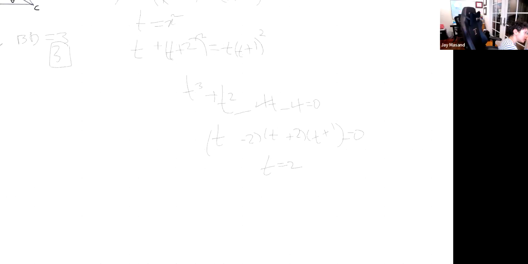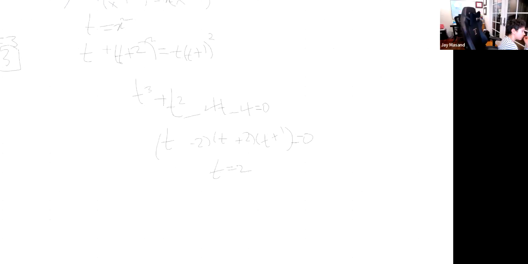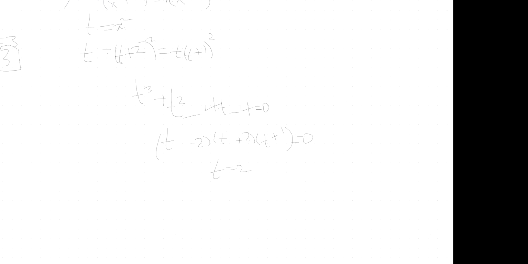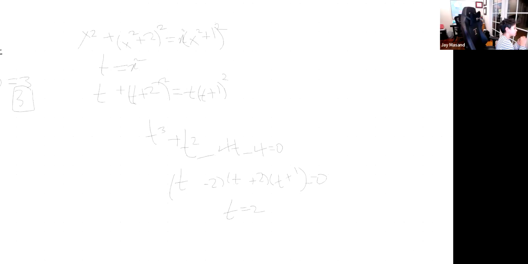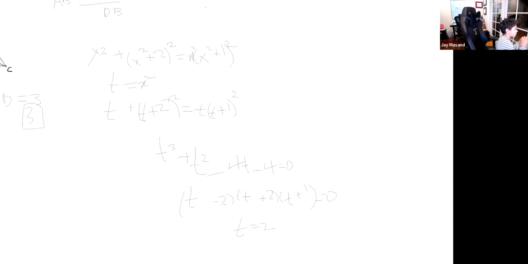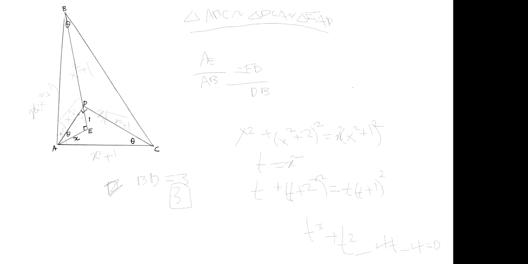Wait, but how come t is not also equal to -1 and -2? Okay, so first we have that t is like x squared, so it's not possible because of the complex numbers. Okay. So t is 2, and then we know that x is the square root of 2, but we really don't need x because BD is just t plus 1, so we can just say that it's 3 to 1.